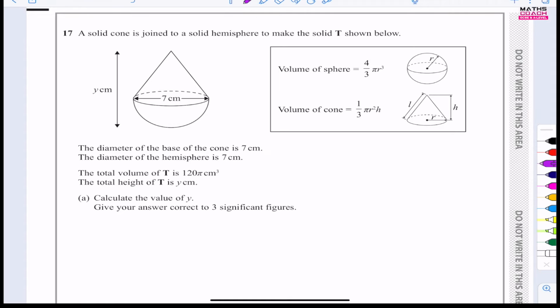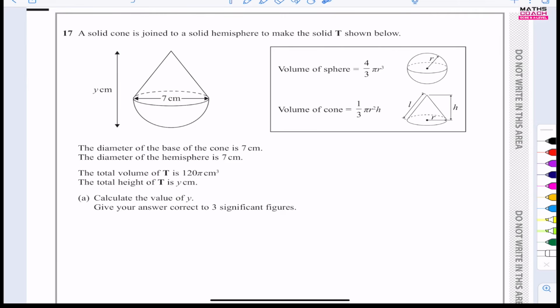Question 17. A solid cone is joined to a solid hemisphere to make the shape that you see below. We've been given the formulas for the volume of the sphere and the cone. The question says the diameter of the base of the cone is 7, the diameter of the hemisphere is 7, the total volume of T, which is the entire shape here, is 120 pi centimeter cubed, and the total height of T is Y. Calculate the value of Y. So we want to calculate this value here.